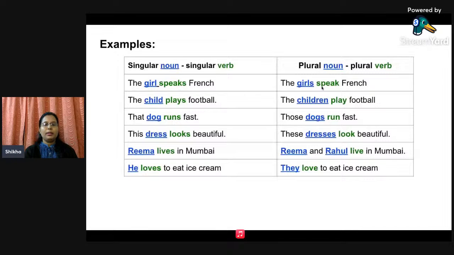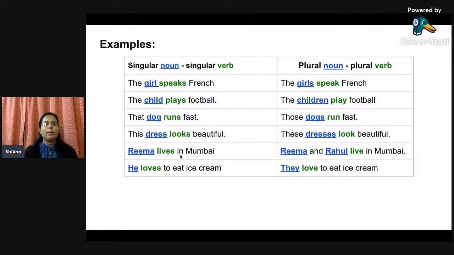So what is Rima here? Rima is a proper noun, isn't it? But it is single. We are talking about a single person. So that's why our verb is singular here, since we have added s. Rima lives in Mumbai.